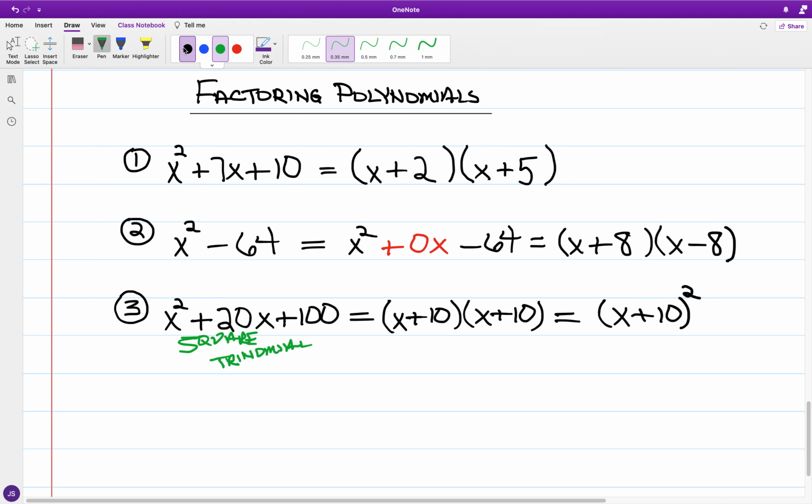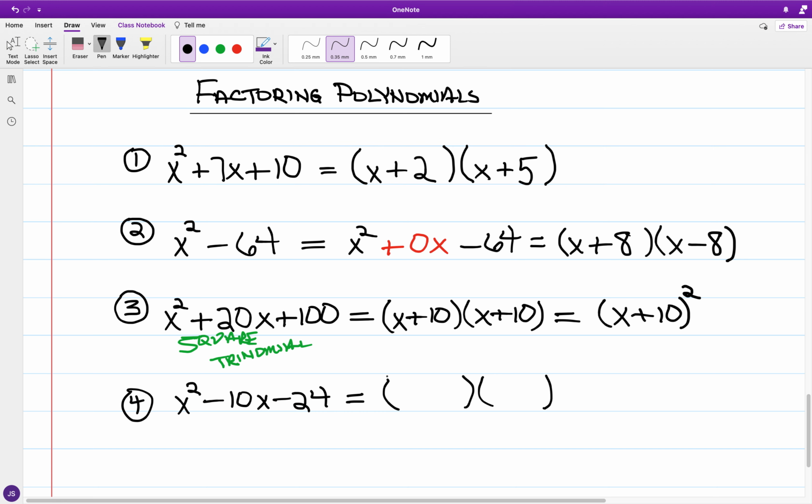Say just another case here. Say if we have an x term of first order that is negative. Okay, so you have x squared minus 10x minus 24. Okay, so for x squared again, we have x and x. And for negative 24, you have factors of negative 24 that will add up to negative 10.